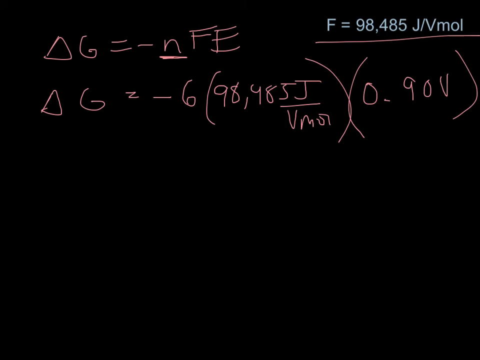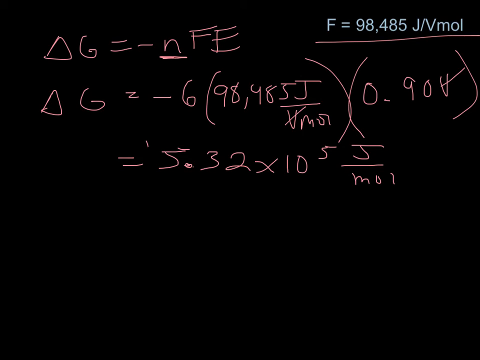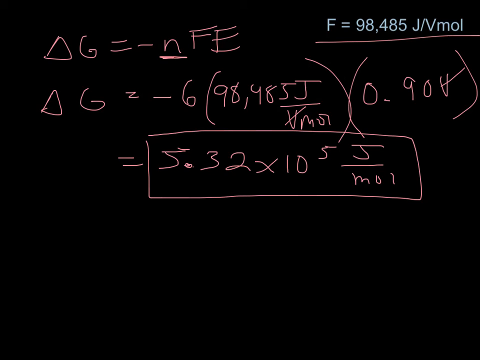And from this we get 5.32 times 10 to the 5th joules per mole. And sorry, it's negative 5.32 times 10 to the 5th. So since we do have this negative value, delta G is spontaneous.